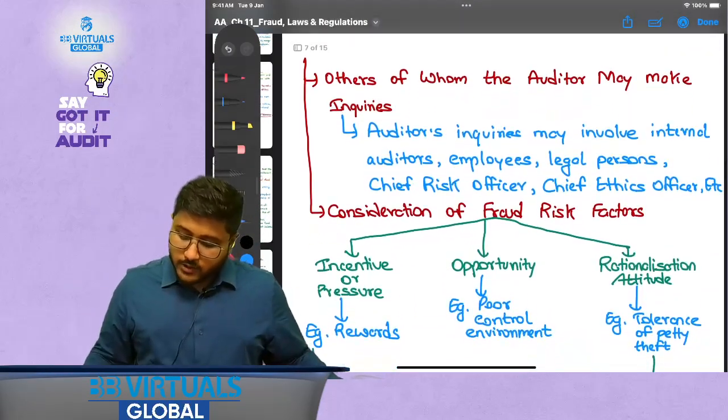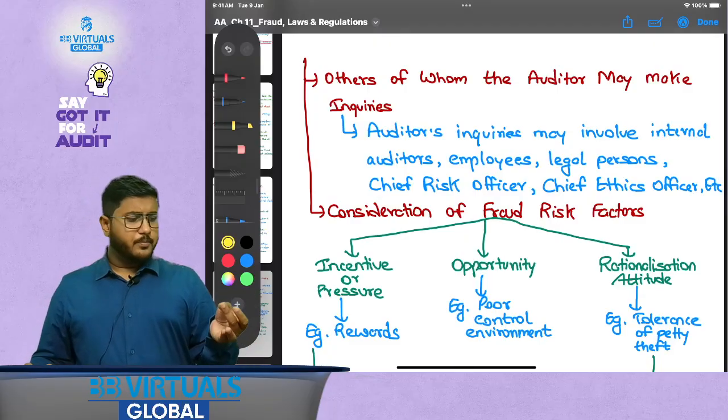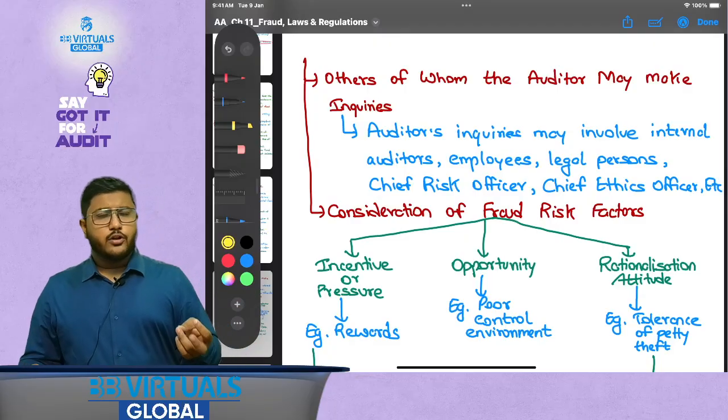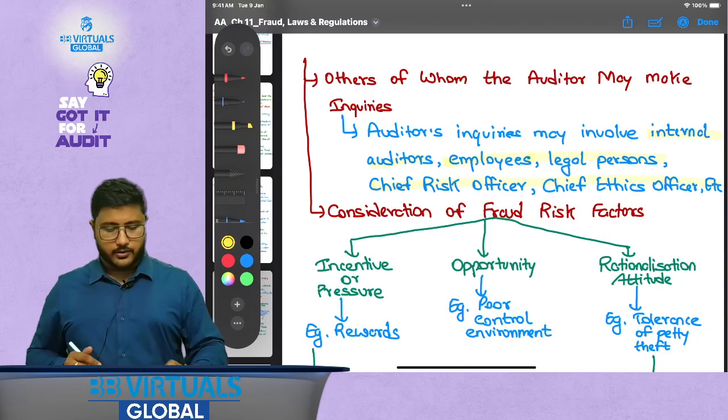Now, others of whom the auditor may make inquiries, so they can make inquiries of anybody, be it internal auditor, be it secretarial auditor, be it any of the experts. So may involve internal auditors, employees, legal persons, chief risk officer, chief ethics officer, etc.